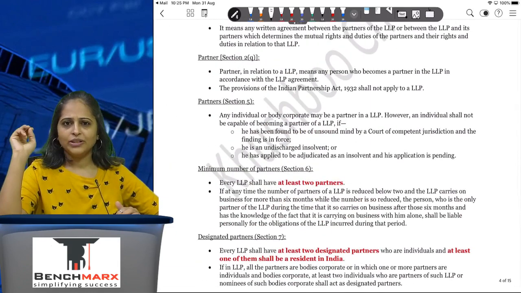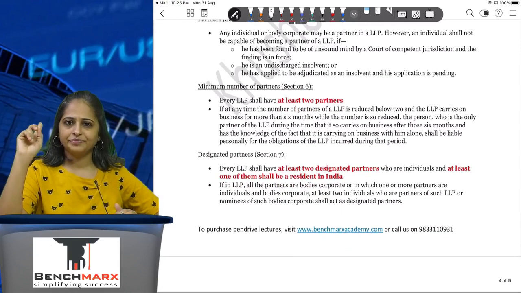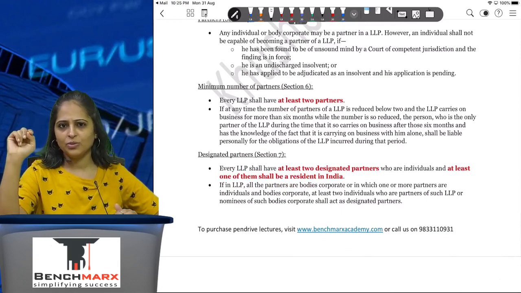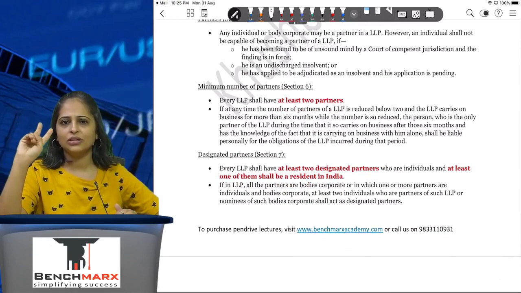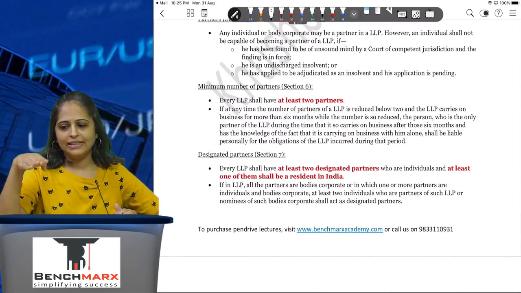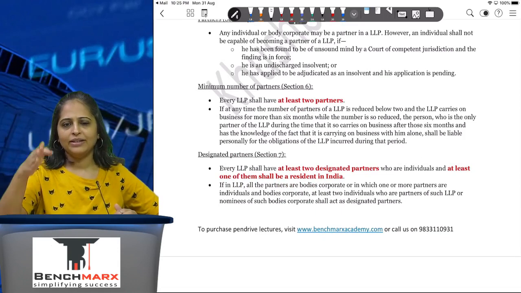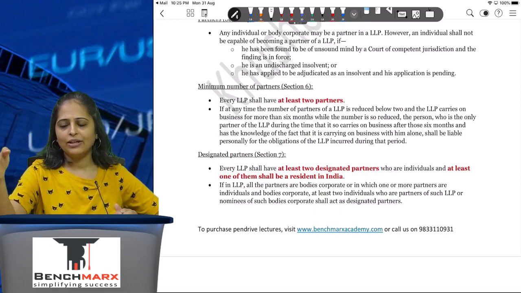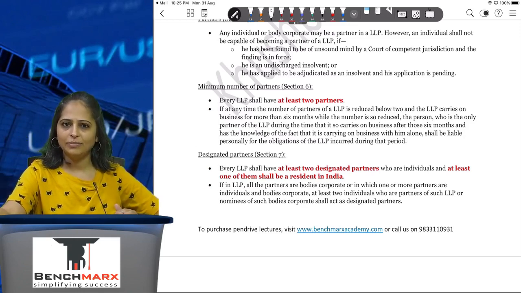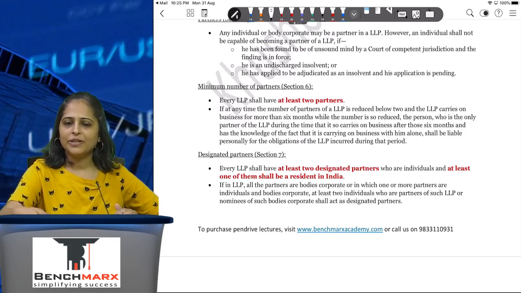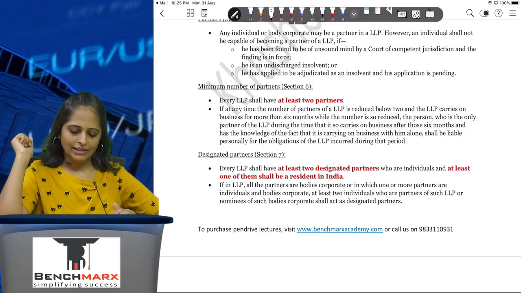But the most important definition here is the minimum number of partners required under Section 6. You need at least 2 partners, and if there is only 1 partner and that 1 partner continues to carry on the business of the firm for a period of 6 months without getting another partner, then that partner will be personally liable for the business of the LLP.